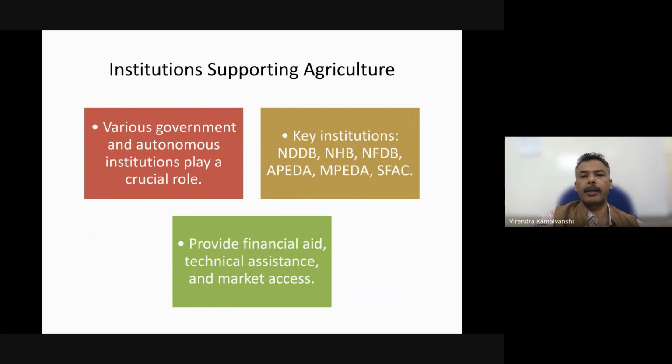Then institutions supporting agriculture, like the main institution, National Dairy Development Board, NDDB. Like you might have heard about Mother Dairy. Mother Dairy is a brand name of NDDB, and they have another famous brand, Dhara, for refined oils. Then National Horticulture Board, then APEDA for export, SFAC related to these cooperatives. Okay, so all these are big institutions which help in different ways by giving financial aid or technical assistance or market assistance.